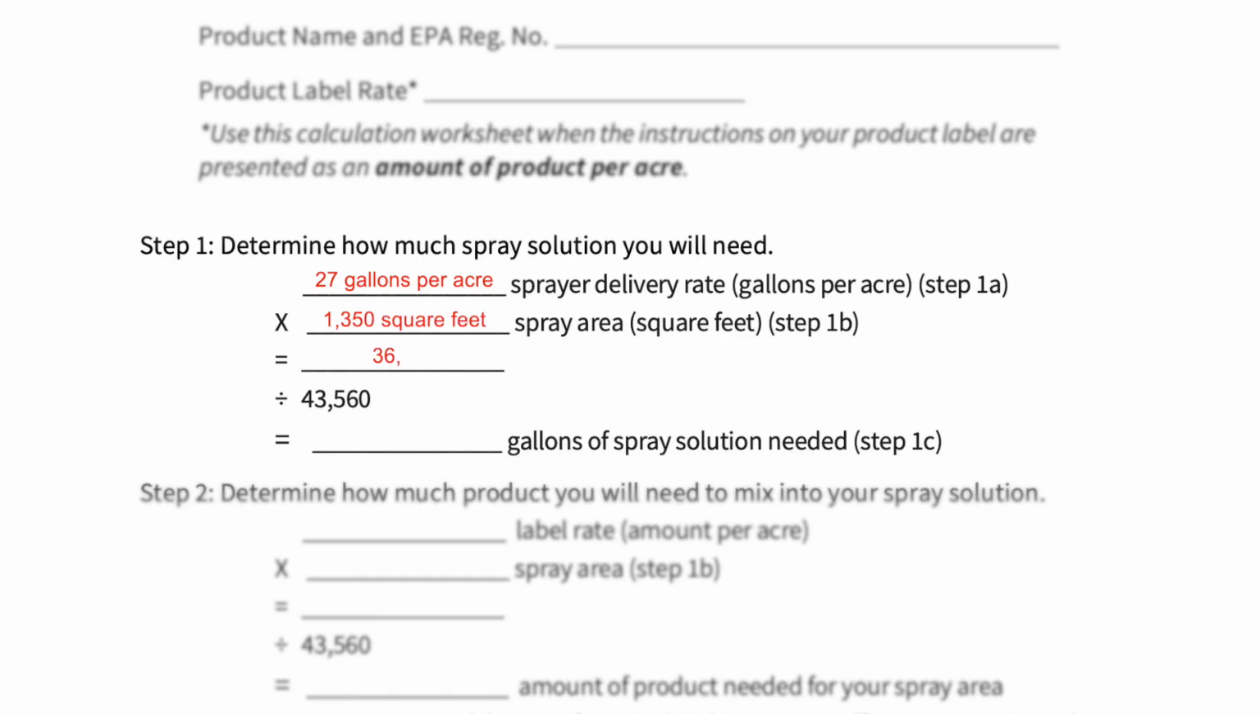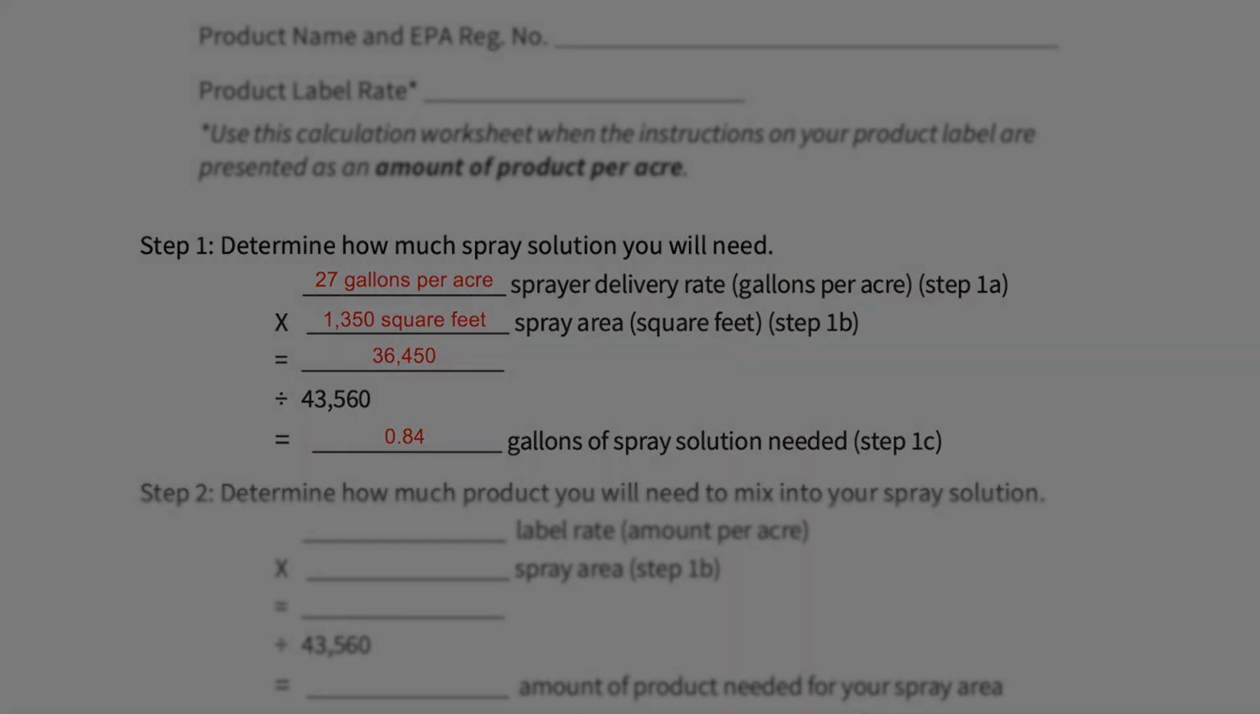This gives us 36,450. Which we will divide by 43,560, the square footage in an acre. This comes to 0.84 gallons of total spray solution needed to cover the proposed area.